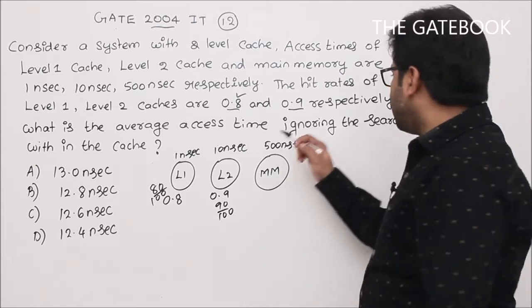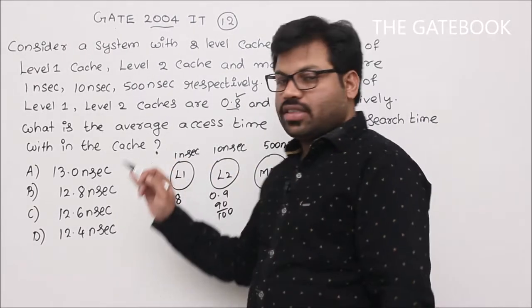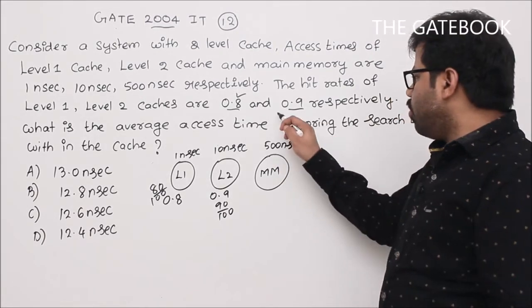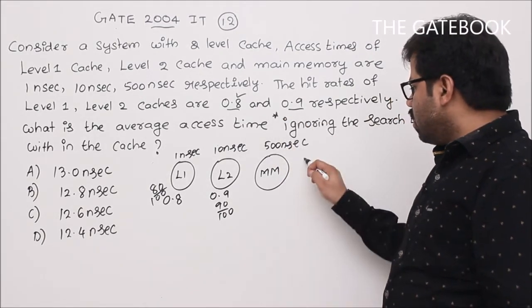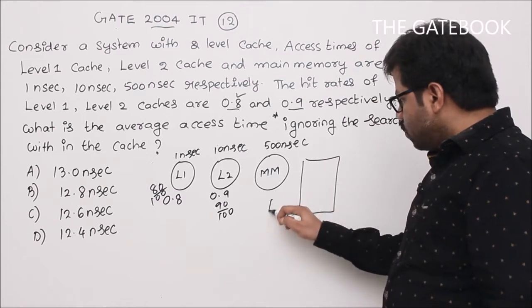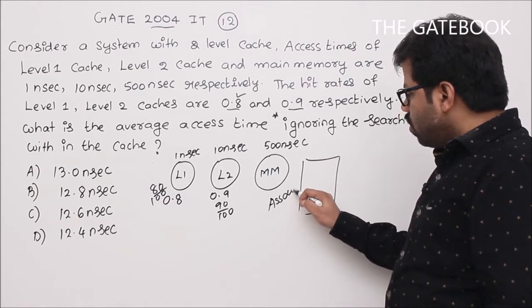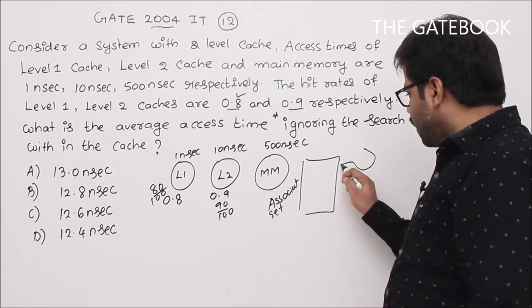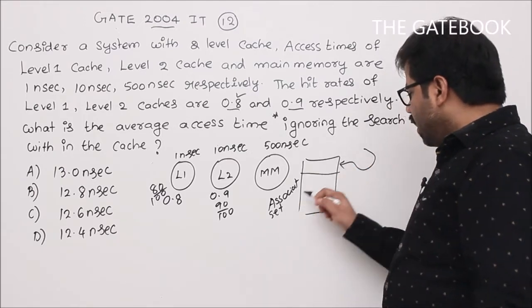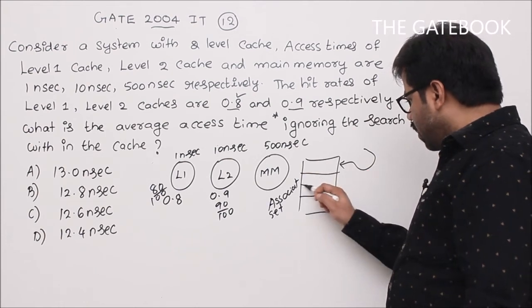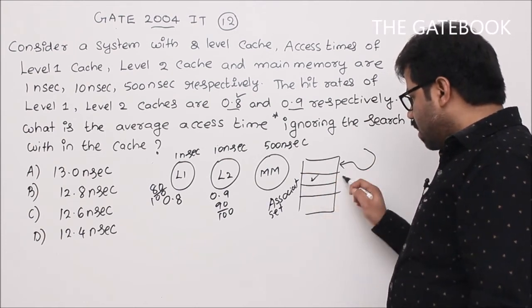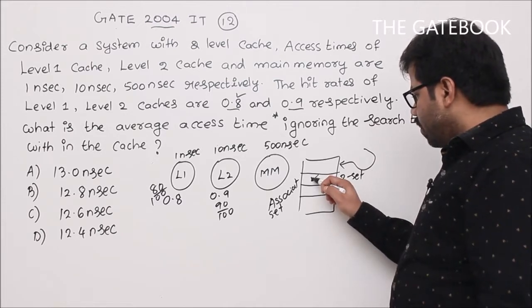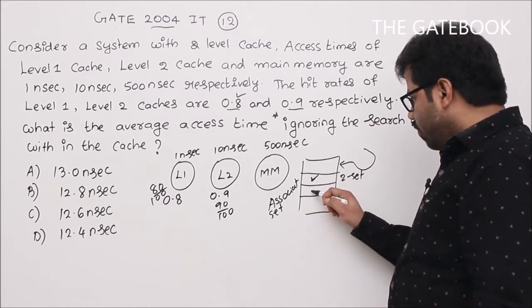What is the average access time ignoring the search time within the cache? So don't worry about this statement. What he is saying is, whenever the cache is an associative cache or a set associative cache, once we find the right set, then within that set we will be searching for the block. For example, with 2-way set associative mapping, we will be searching this entire set for the block.